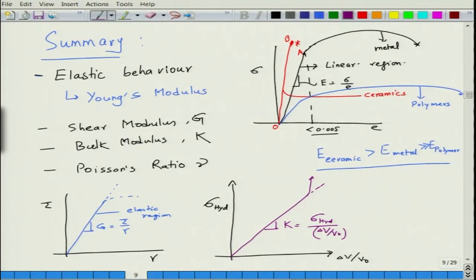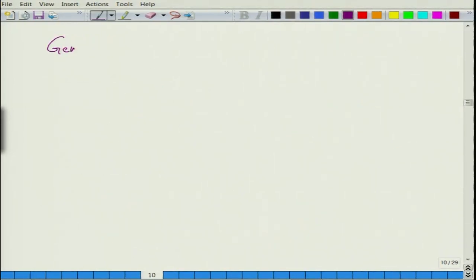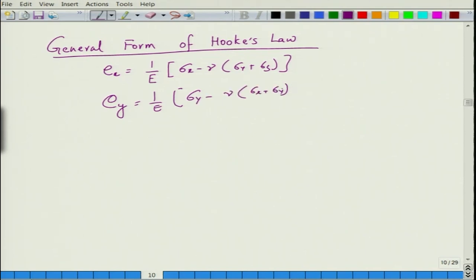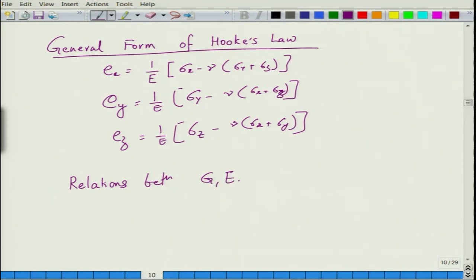And then we looked at the general form of Hooke's law, which says that epsilon x is equal to 1 over E times sigma x minus nu into sigma y plus sigma z. Similarly, you can write epsilon y, which is equal to 1 over E times sigma y minus nu into sigma x plus sigma z, and then epsilon z, which is 1 over E times sigma z minus nu into sigma x plus sigma y. Okay. So, this is what we did for learning about Hooke's law. And then we worked out the relations between G, E, K and nu.